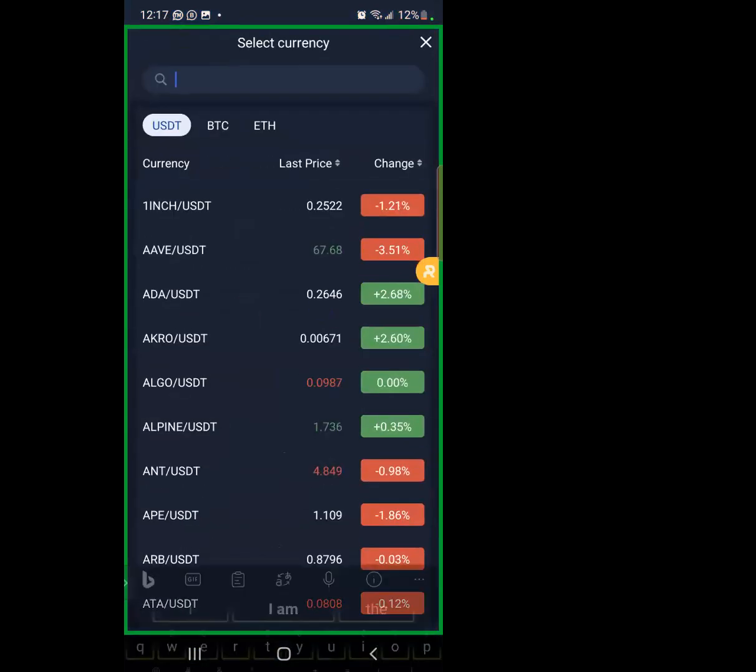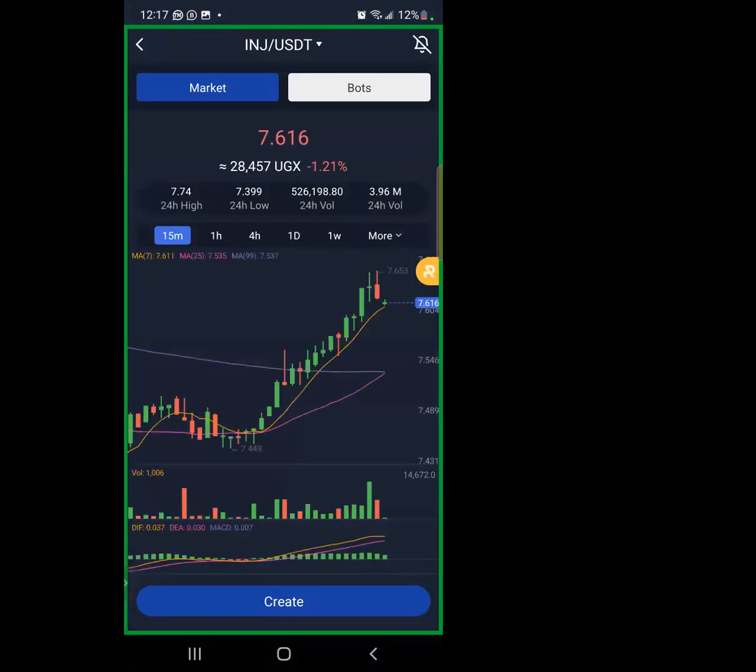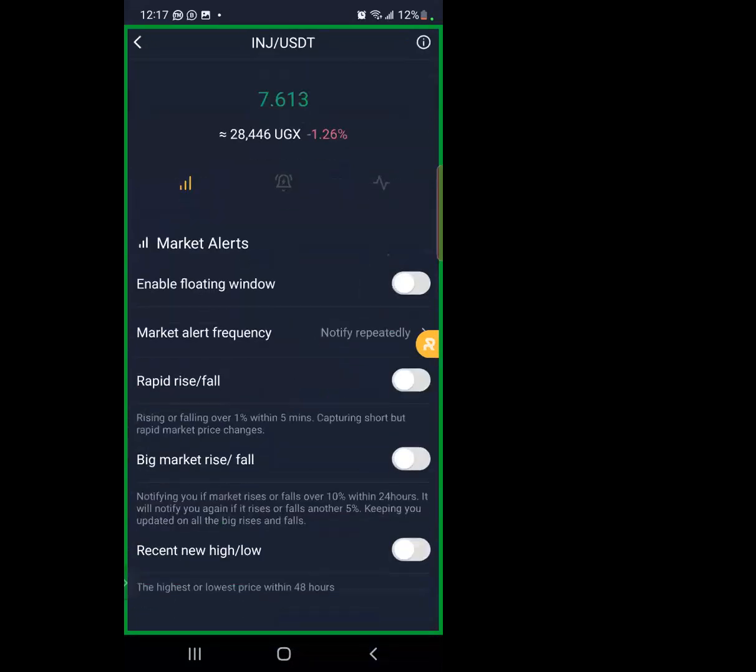Come here, search ING, the trade you are having. After searching it, there in the corner on the right corner up, there is an icon which looks like a bell. Tap it. As it looks, it's a bell. This bell is a notification button. You want this trade to be notifying you whenever it has a progress or whenever it falls.